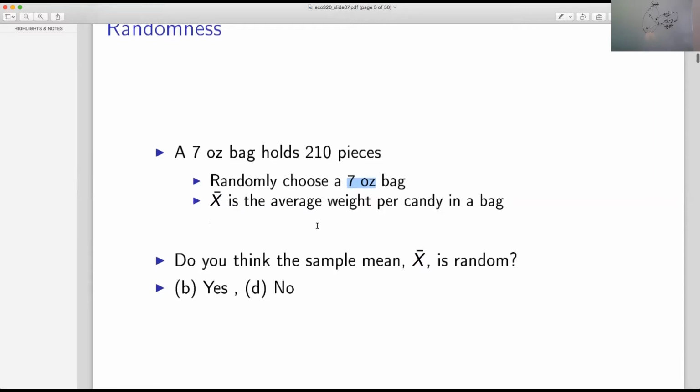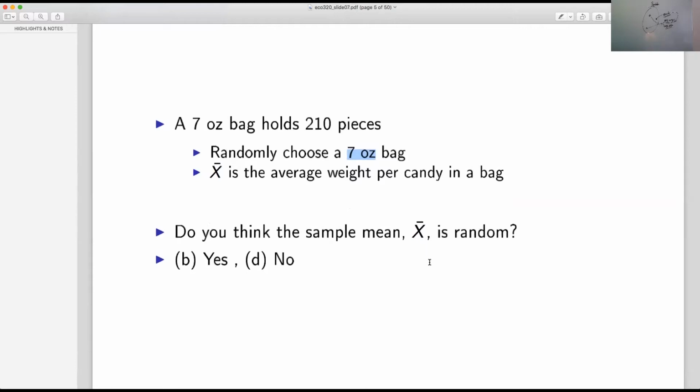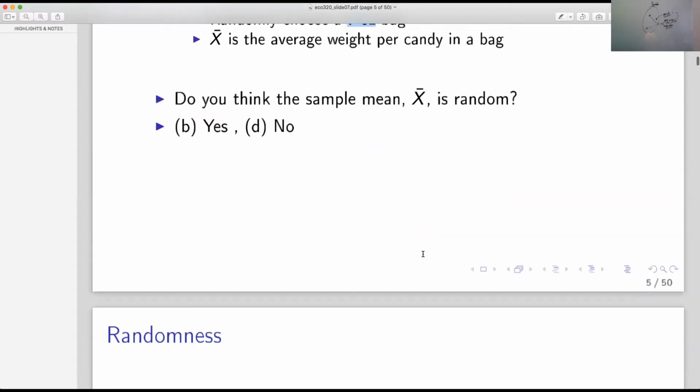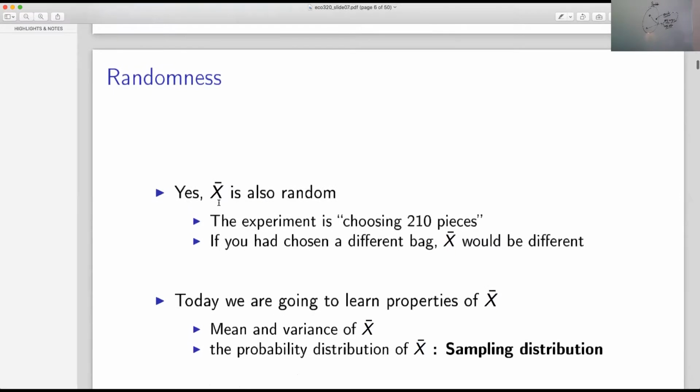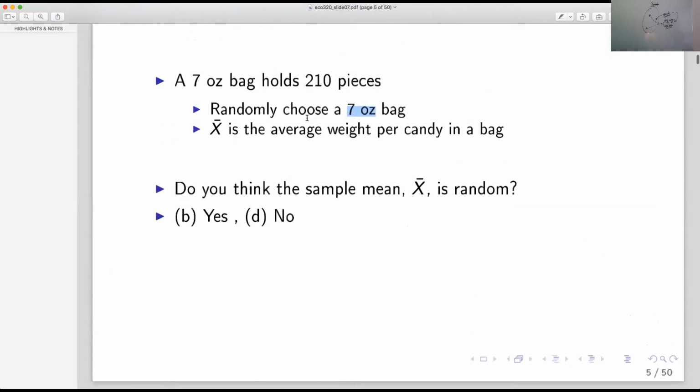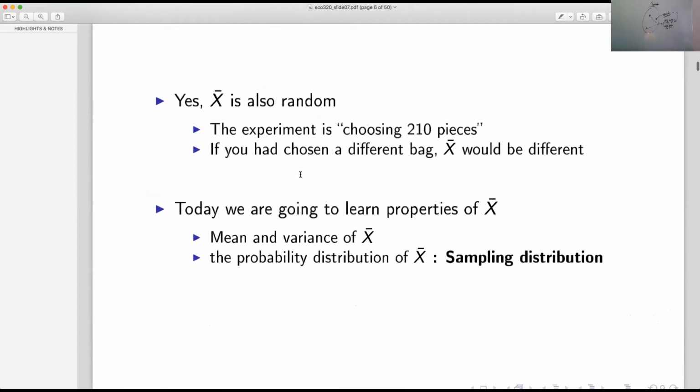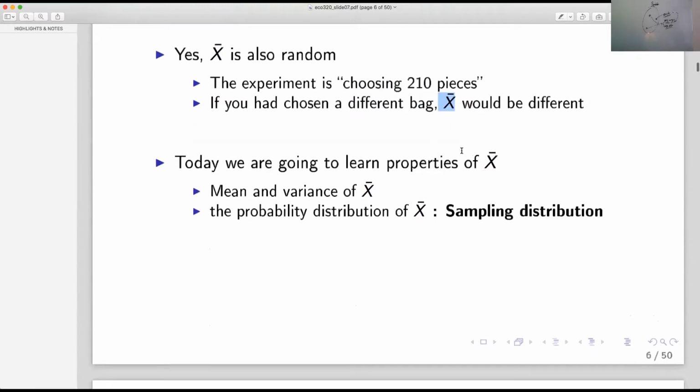So let's say X bar is the average weight per candy in the bag. Do you think the sample mean is random? Yes or no? Okay. Yes, of course. X bar is also random because X bar is based on X, right? X bar is a sample mean, and the sample mean is based on X. So of course, as X is random, X bar should be random as well. So the experiment is choosing 210 pieces. If you choose a different bag, the sample might be different. So we're going to talk about some of the properties, the mean and variance of this, and then sampling distributions.